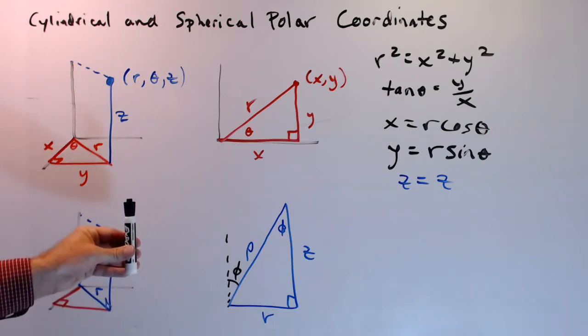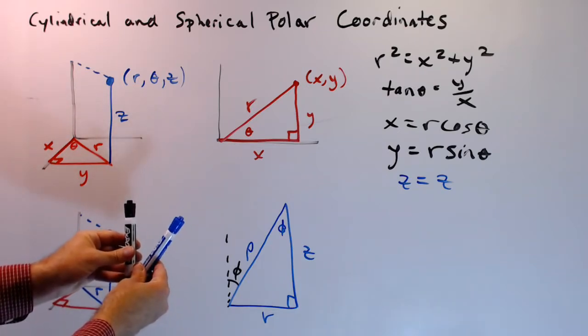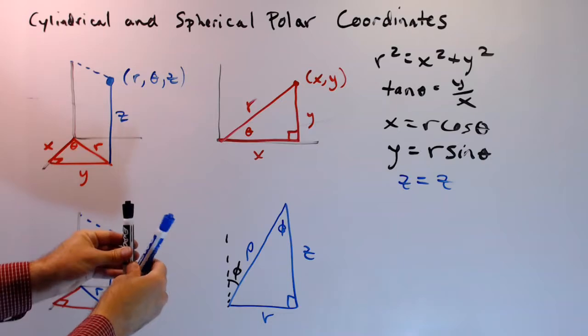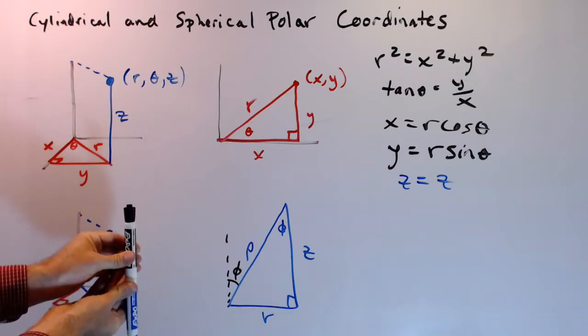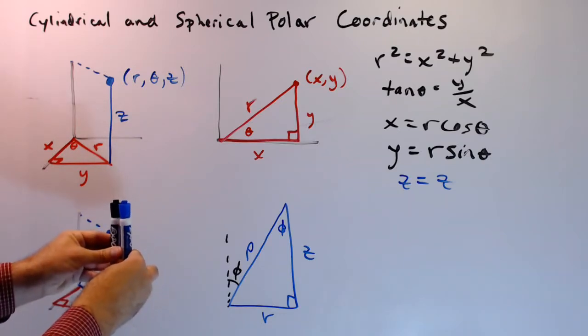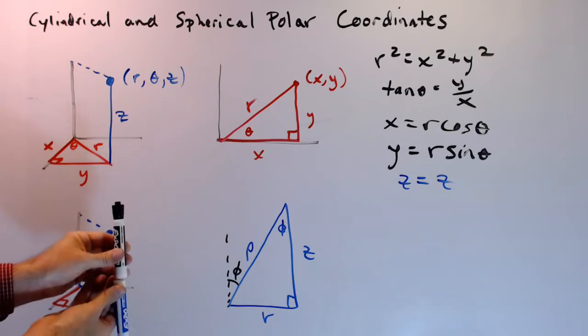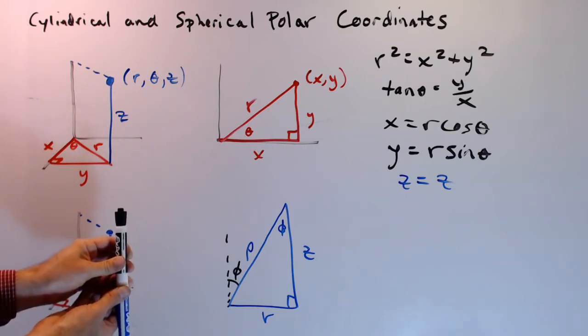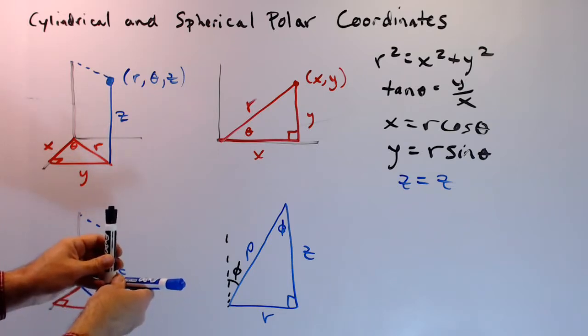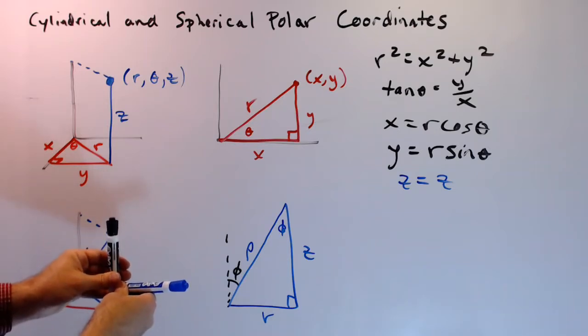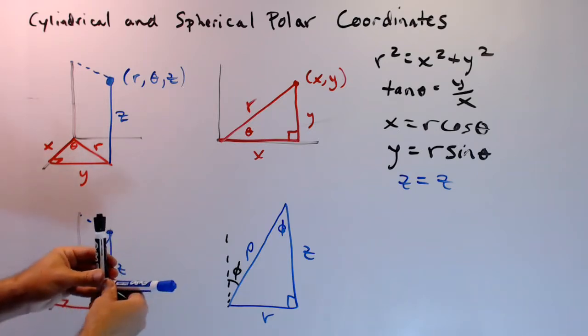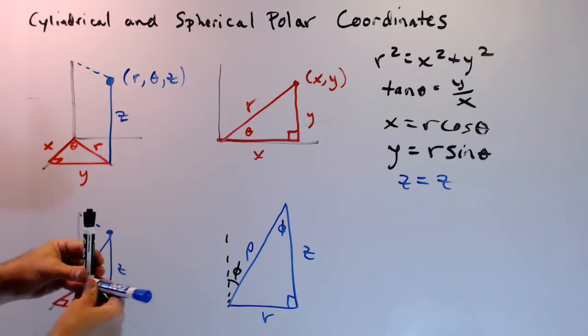So if this is my z-axis and this is my rho, the angle between them can be anything from 0 to 180 degrees. At 0 degrees, you're on the positive z-axis. At 180, you're on the negative z-axis. At 90 degrees, you're somewhere in the xy plane. And you can actually rotate around in any direction to cover the entire xy plane.